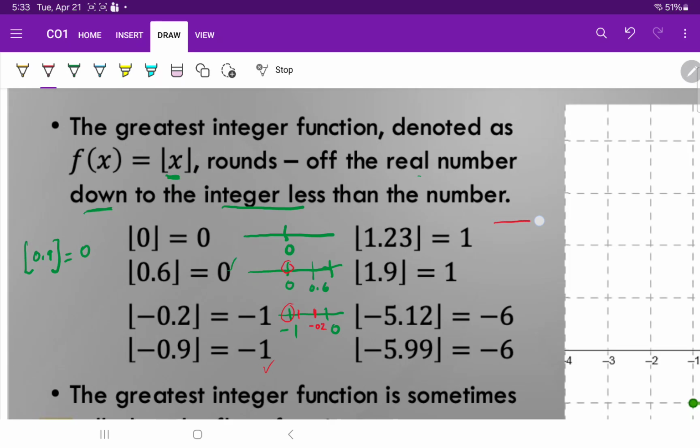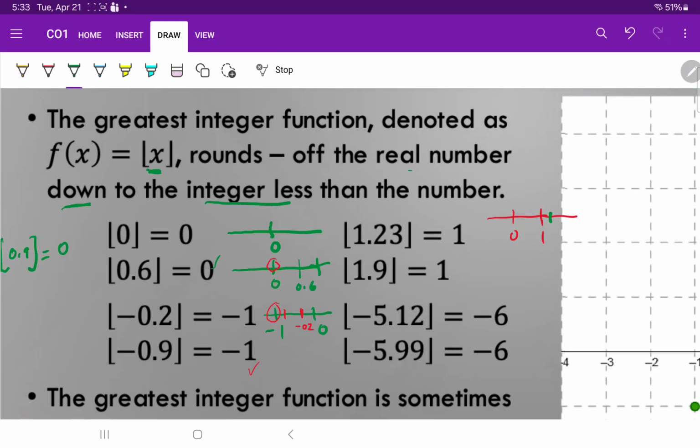For 1.23, if this is 0, you'll have 1 here. Somewhere here is your 1.23, and the integer to the left of 1.23 is 1. Same thing if you have 1.9 somewhere here. It's still 1 as the greatest integer value.